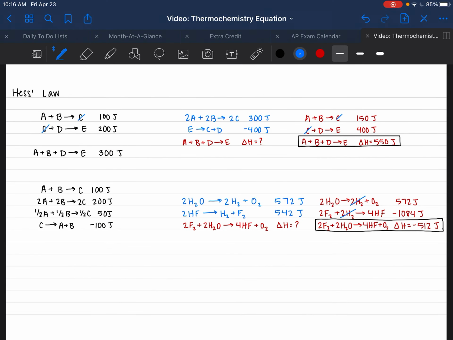So I'm going to zoom out so you can see all of this. If you need to take a little bit more notes, go ahead and pause the video. Make sure your notes are up to date and that you understand this before you solve some examples of your own using Hess's Law.